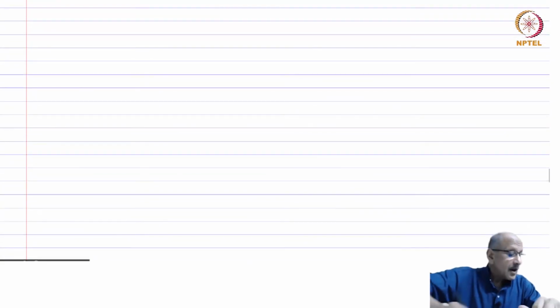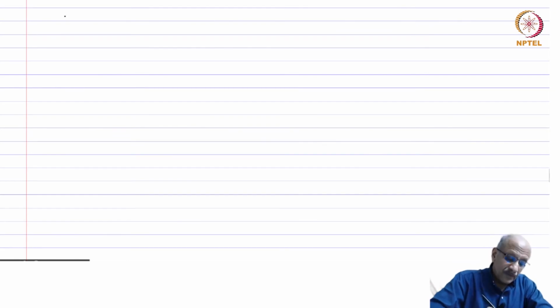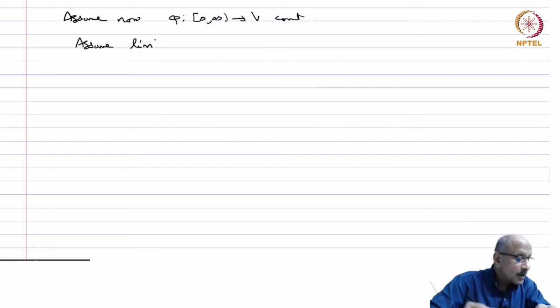Okay. And now assume phi is from 0 to infinity to V, continuous. Assume the limit as lambda tends to infinity of the integral from 0 to lambda of phi t dt exists.